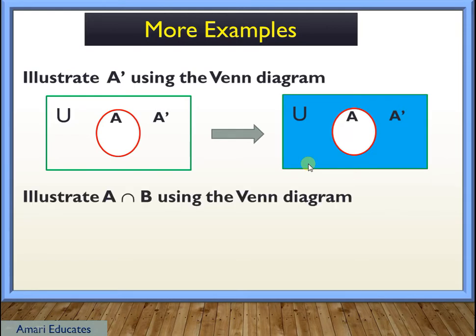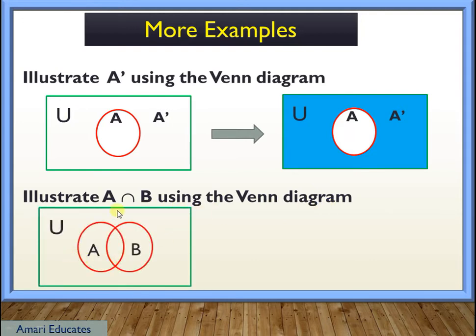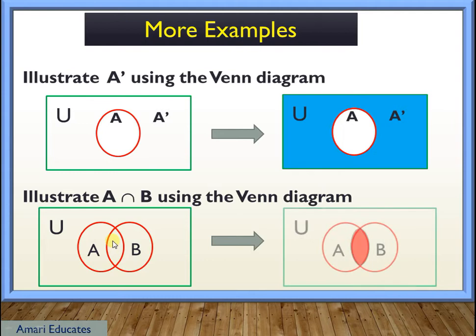Next, illustrate A intersect B using the Venn diagram. So the intersection of A and B from the discussion a while ago is this part. If we're going to illustrate that, it will look like this using shading. Okay?